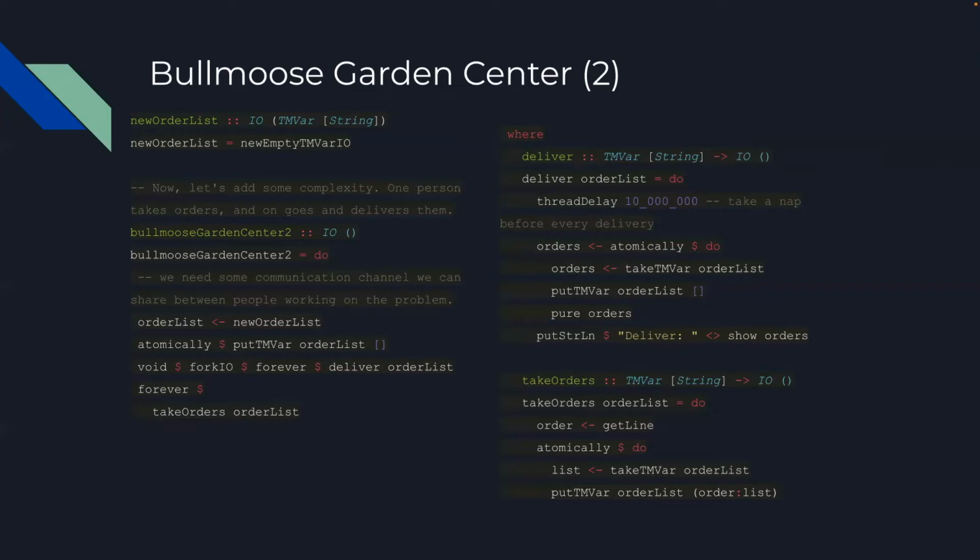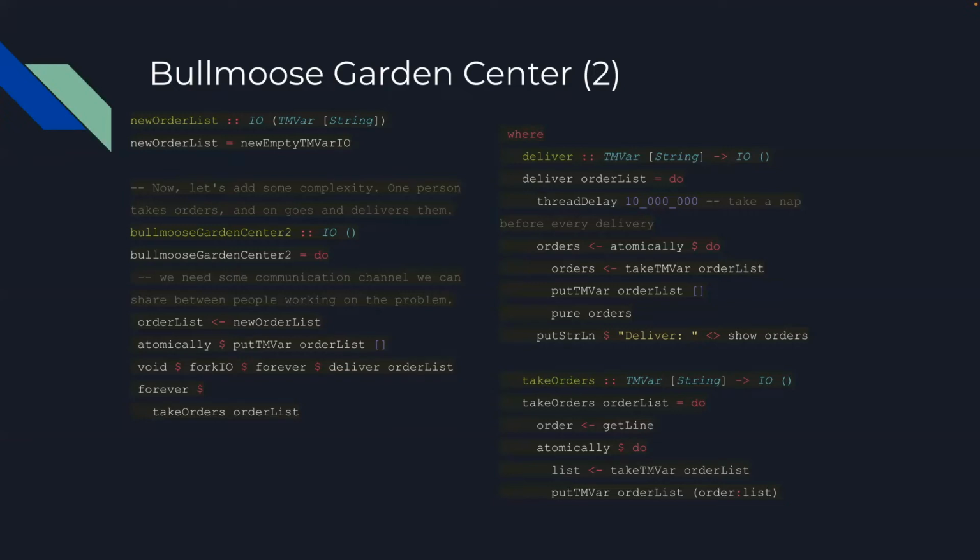So when you act on a TMVar, you can put something into it, and if there's already something there, the thread will wait until it can add something to it. Or it will try to take something from the box, and if there's nothing there, it will wait until there is something in the box before the thread can do anything. In this case, we do something really simple. We create a new box, put an empty list into it to start with, and then we start one worker thread that just runs forever trying to do deliveries.